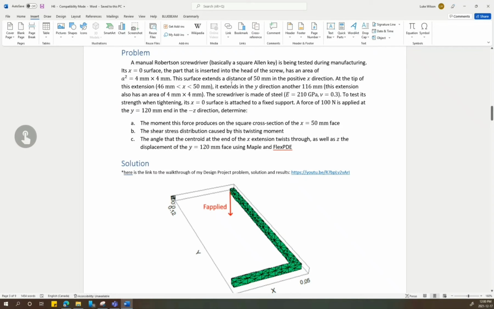This screwdriver has dimensions specified above, and it's made of steel, so it has a Young's modulus of 210 gigapascals and a Poisson's ratio of 0.3.